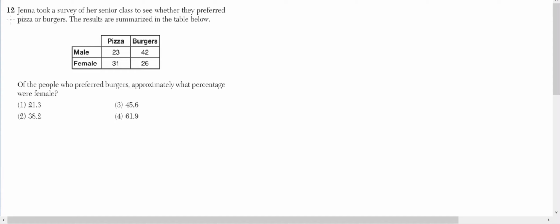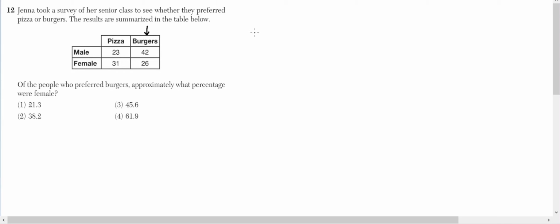Okay, for number 12, Jenna took a survey of her senior class to see whether they preferred pizza or burgers. The results are summarized in the table below. Of the people who preferred burgers, approximately what percentage were female? So what we should do is just be looking at the category of burgers and decide what equation to set up where we get the ratio of females preferring burger versus all people preferring burgers.